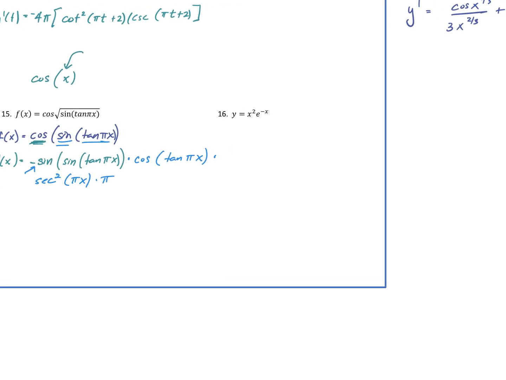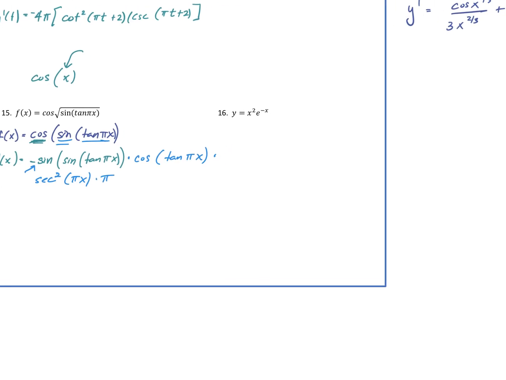And then for the last one, we've got a product rule. First times derivative of the second plus the second times derivative of the first. You have negative e to the negative x times x squared. All I did was move out the negative. Then plus, I guess I could put the x in front, 2x e to the negative x.